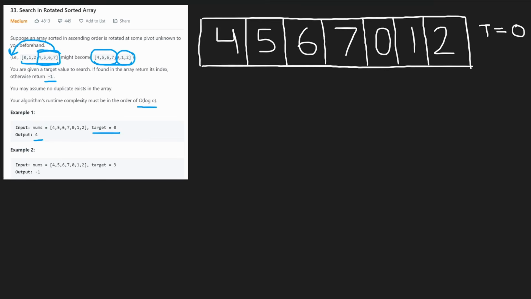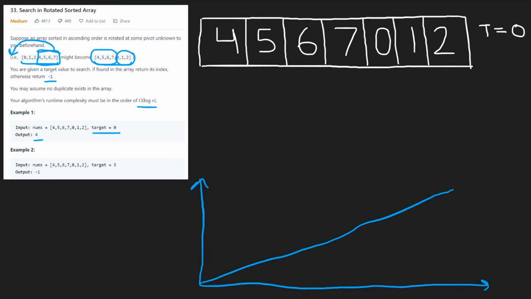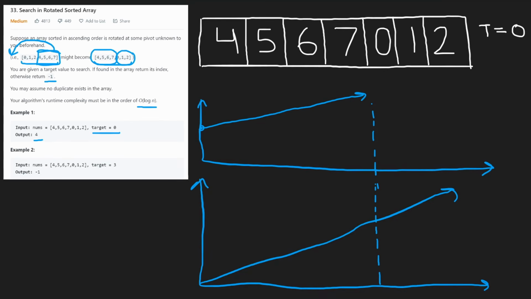Given that the original array was sorted, if we wanted to represent that as a graph, we would have a continuously increasing line. It might not necessarily be linear, but it would always be increasing, right? Then we took some pivot, like over here, and swapped these halves around. Let's draw what that would look like. Let's say the left side was exclusively greater than the right side, because that's what rotating the array means. I think this is a pretty good way to visualize the problem.